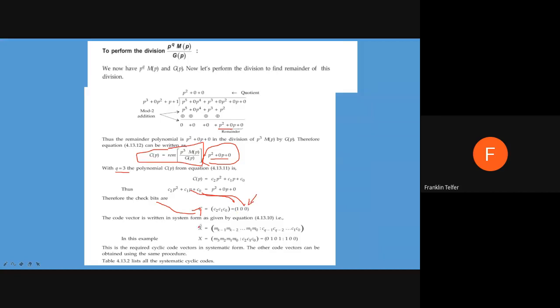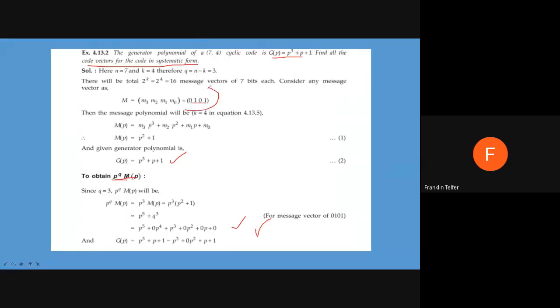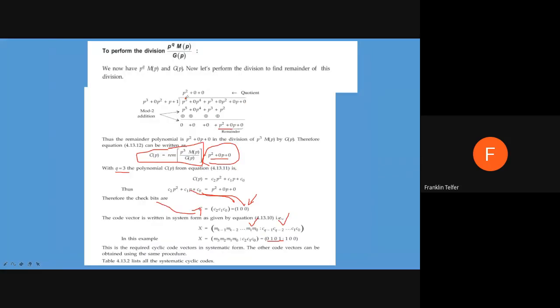The code word is written in systematic form as X of m of k minus 1 in terms of polynomial. You can write it in terms of message and code. So X is the final code, a combination of message and code. The code is the parity appended bits. So 0101 is the message we already assumed, and the code polynomial which you got is 100. So this is the required cyclic code vector in systematic form.